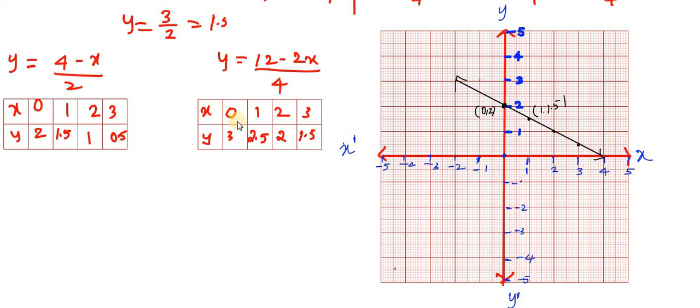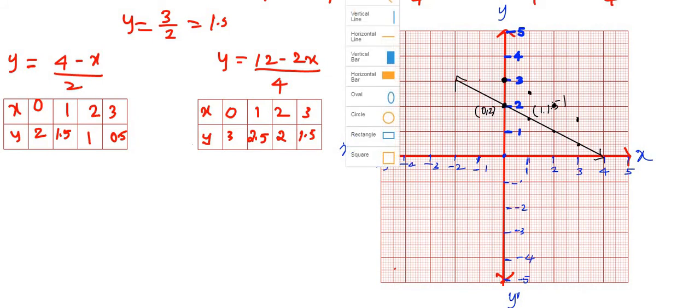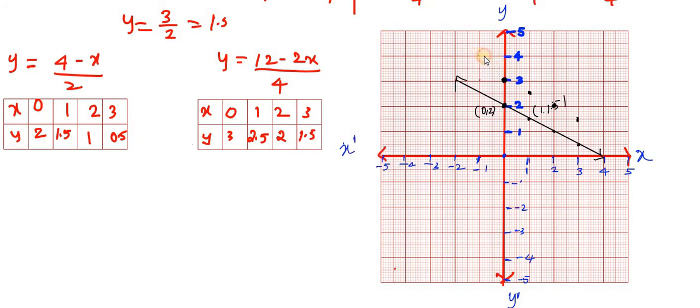So next 0 comma 3, this point 0 comma 3, then 1 comma 2.5, here 1 comma 2.5, yes. So next 2 comma 2, this point. So only I did not write the points here. So next 3 comma 1.5, so 3, 1.5 here. So now draw the lines.